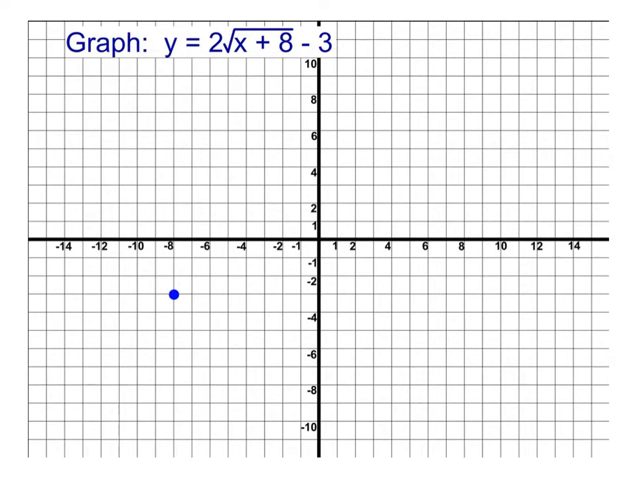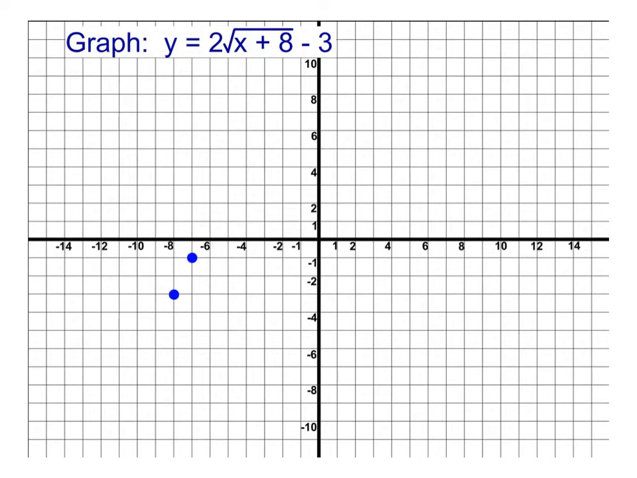Now we have to deal with the 2 though, because the 2 does change where we go from that starting point. It doesn't change where the starting point is, but it changes where we go from it. So from my starting point, normally I would go over 1 and up 1. In this case, however, I'm going to go over 1 and up how far? 2, yep, because I'm going up twice as far. So 1 times 2 is 2. That's how I know to go up 2 there.